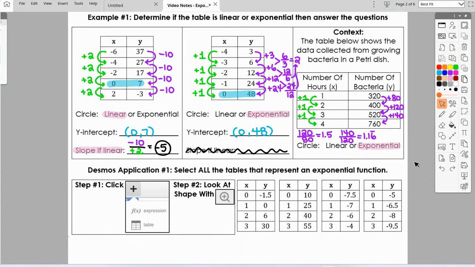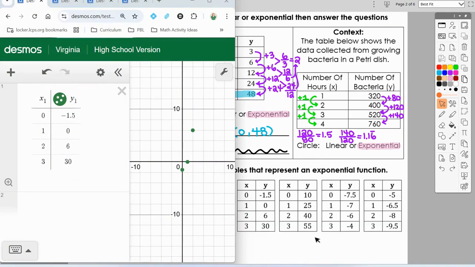We're going to do our Desmos application number 1, which is going to be selecting all the tables that represent an exponential function. The cool thing is we could put these tables in Desmos by hitting the plus table button, and then we'll type in the X and the Y carefully. We'll look at the shape of the graph with the zoom fit button, which is this little magnifying glass with a plus inside, to see what shape it looks like. Think back to last class where linear made a nice straight line and exponential made a nice curve, kind of J-shaped. Let's go ahead and see.